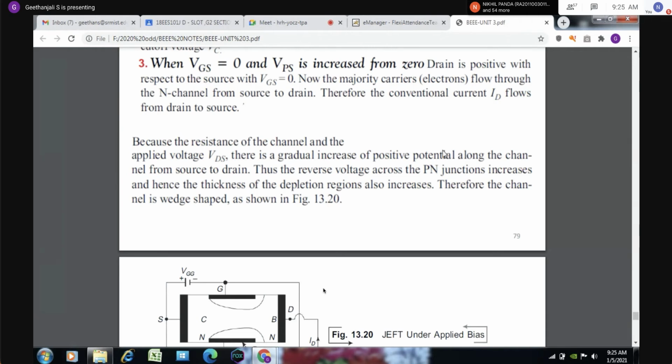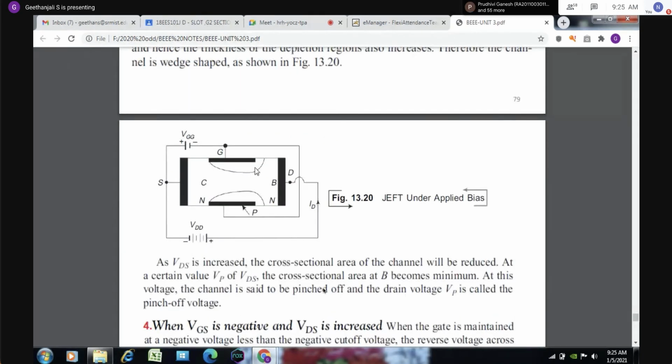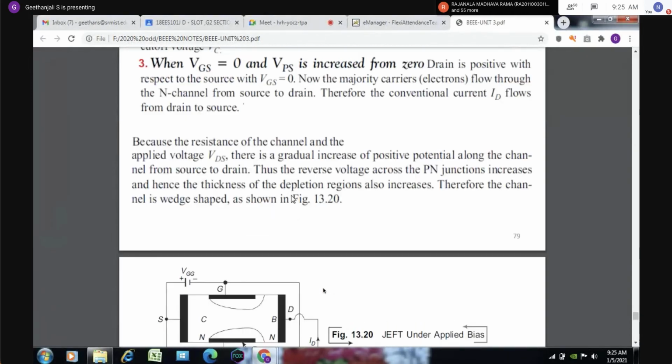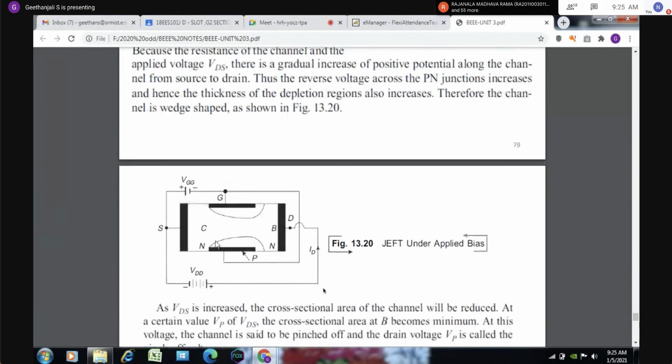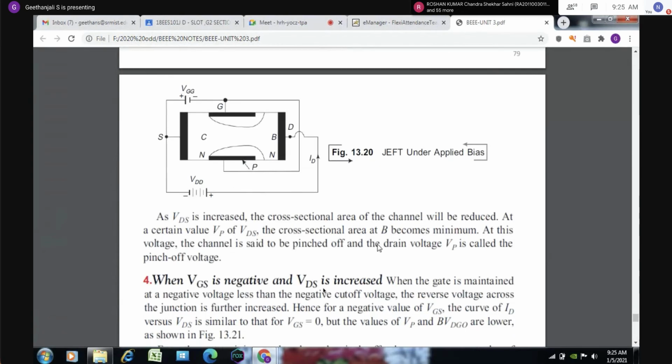Because of the resistance of the channel and the applied voltage VDS, there is a gradual increase of positive potential along the channel from source to drain. Thus, the reverse bias voltage across the PN junction increases, and hence the thickness of the depletion regions also increases. Therefore, the channel is wedge shaped, as shown in figure 30. Due to these reasons alone, the channel is wedge shaped.